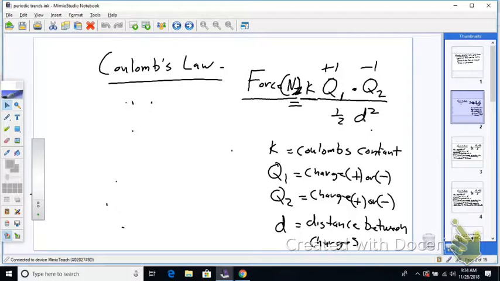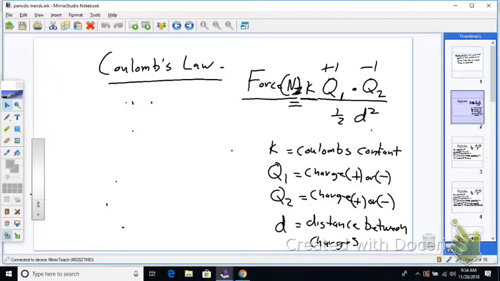What happens to force if these plus and minuses become bigger? What happens to the force? It gets bigger, and it's directly related. If this charge doubles, then the force doubles, because we'll assume the distance stays the same. Don't look at the half because that's not part of the equation. Okay, but that would be your setup.